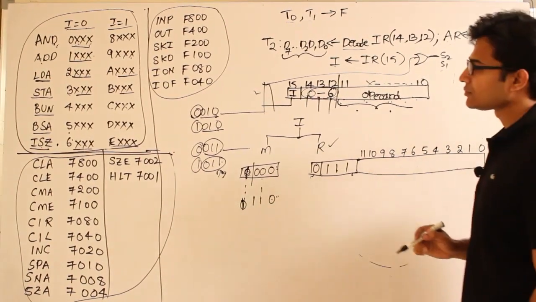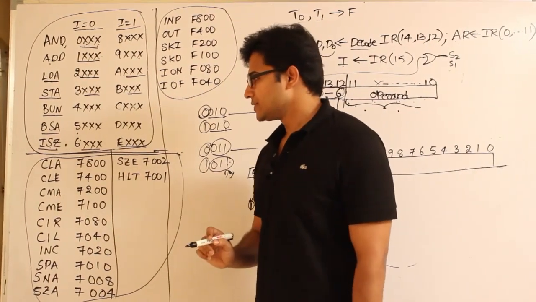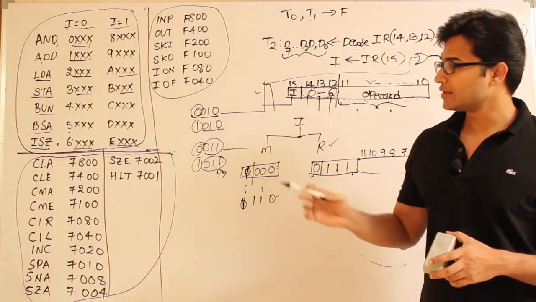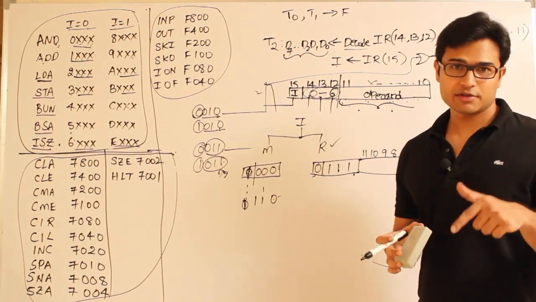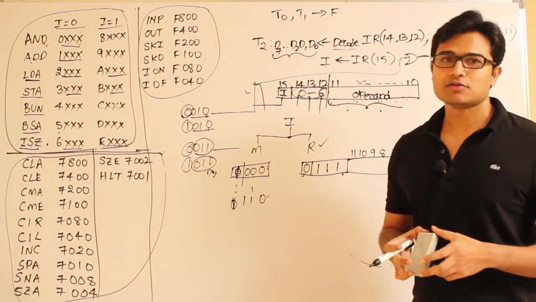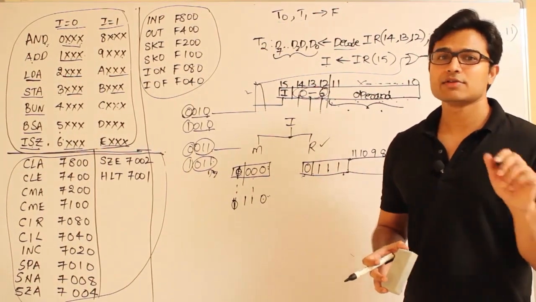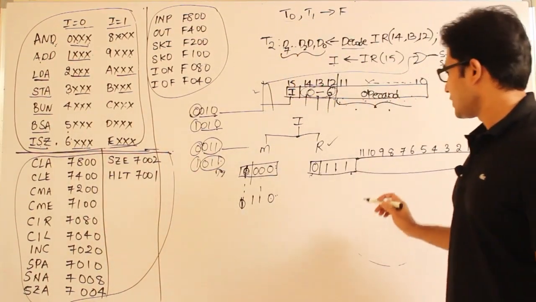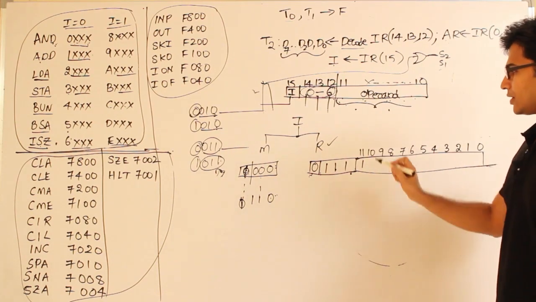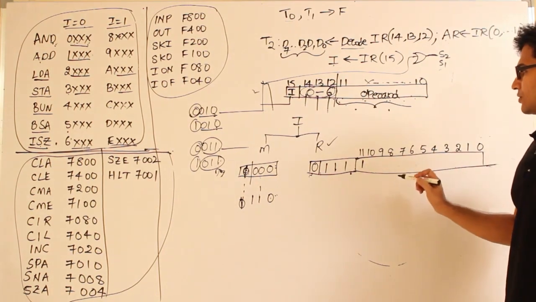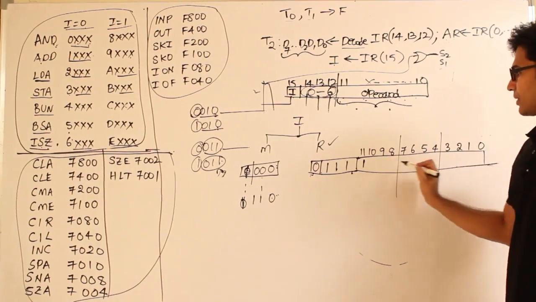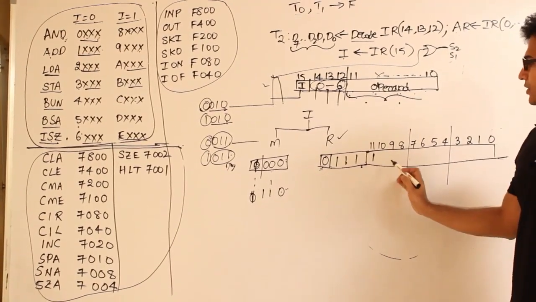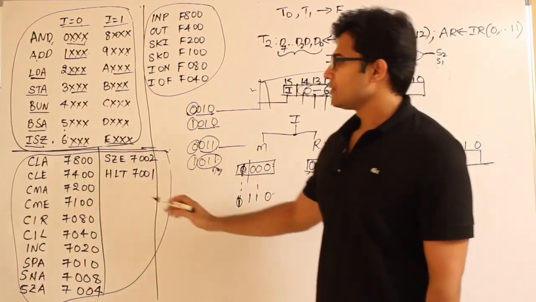Now the first one is CLA. CLA means clear accumulator. It is a register related instruction because the accumulator is a register. CL means clear, so whatever is present in the accumulator, you have to make it all zeros. For that, they are using 78, which means the 11th bit is 1 and all others are zeros. If you put all as zeros, it is 7 followed by 8 followed by 0 0. 7800 is going to be CLA.